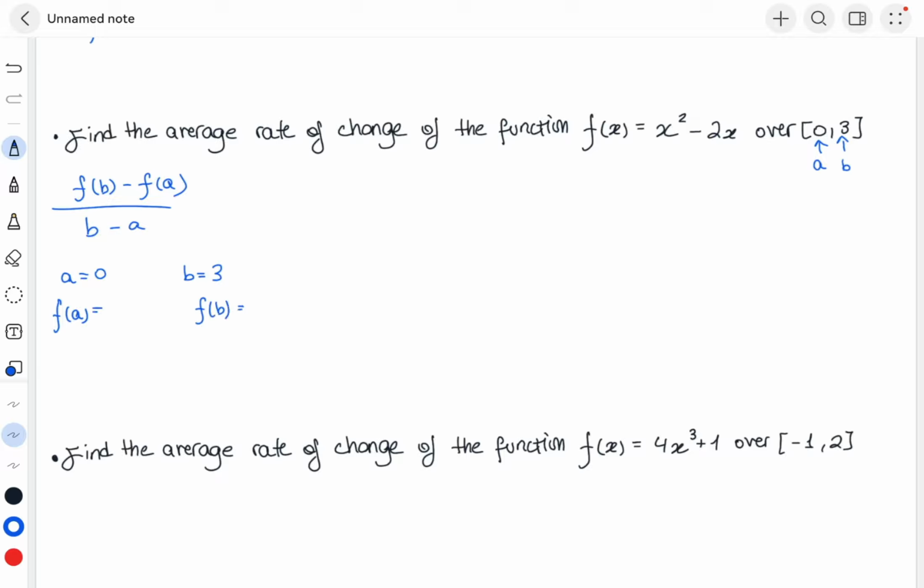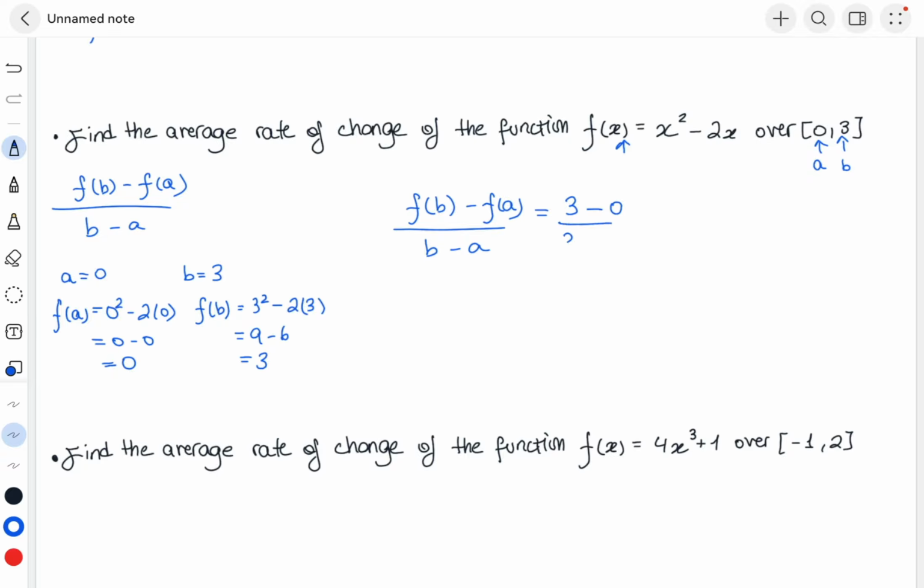F of a, as we said, is replacing a instead of each x, where we'll have 0 squared minus 2 into 0, which is 0 minus 0, which is 0. F of b is replacing b instead of each x, where we'll have 3 squared minus 2 into 3, where we'll have 9 minus 6, which is equal to 3. And now we use the equation f of b minus f of a over b minus a, where we'll get f of b is 3 minus f of a is 0 over b minus a, and we'll have 3 over 3, which is equal to 1.